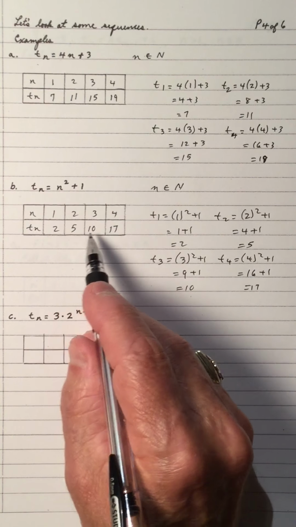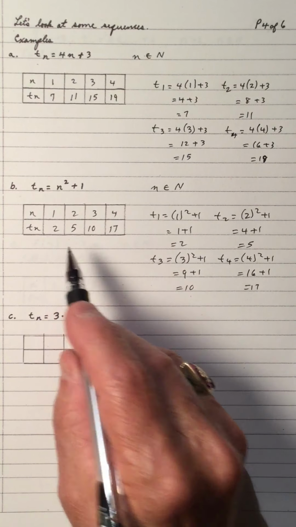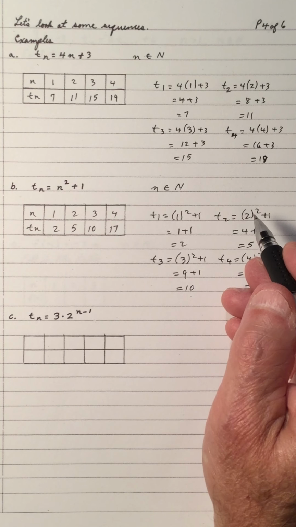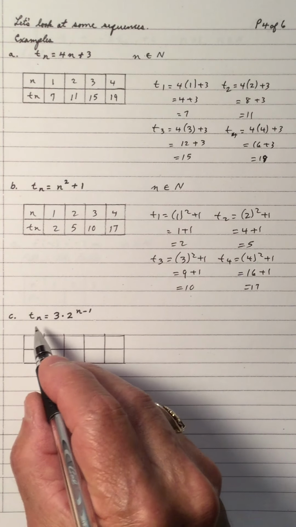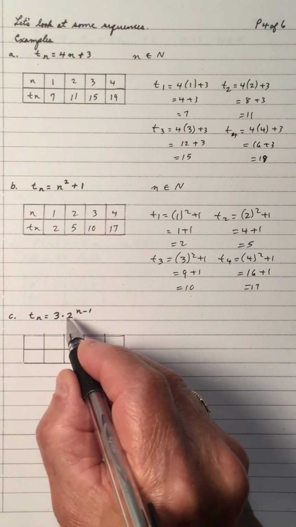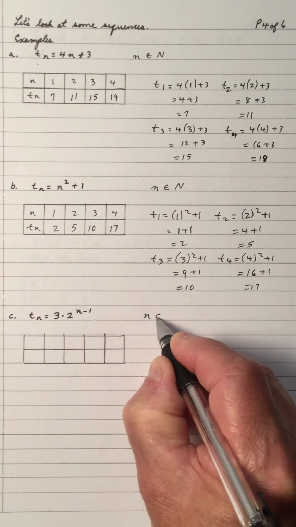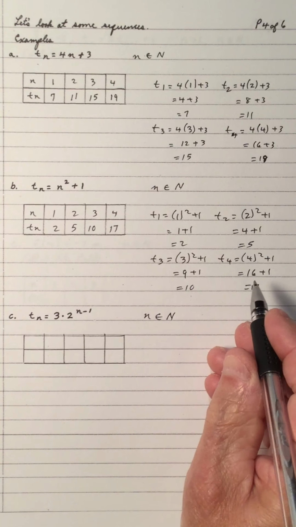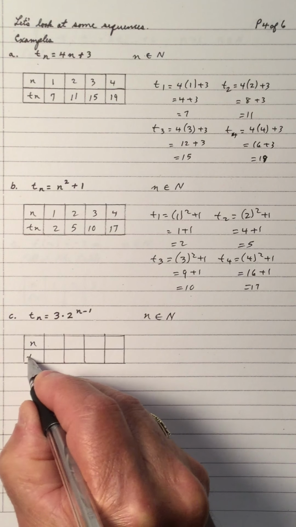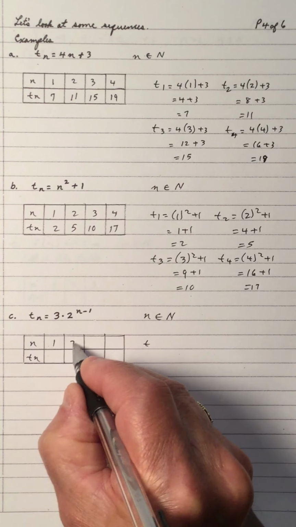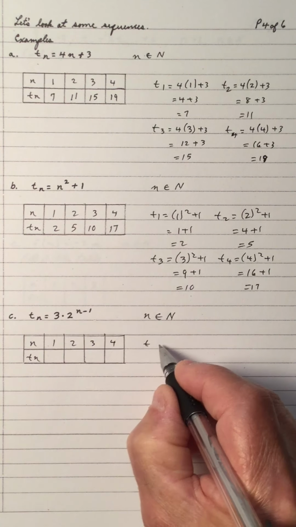So this one's a little bit different, but it's a sequence. It's a pattern in these numbers. Another type of sequence is Tn equals 3 times 2 to the n minus 1. And again, remember, n belongs to the natural numbers in a sequence. So this is n, Tn. So therefore, the T of 1, 2, 3, 4.